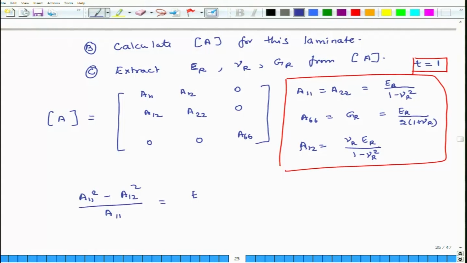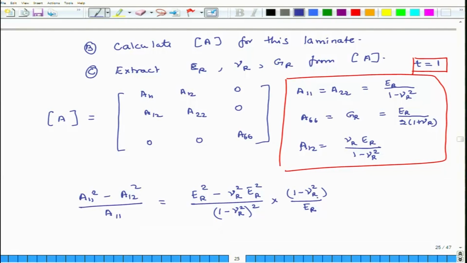This is equal to ER square minus nu R square ER square divided by 1 minus nu R square, the whole thing squared, into 1 minus nu R square divided by ER. Okay. How did I get this? I am just substituting A11 as ER by 1 minus nu R square, A12 as ER nu R divided by 1 minus nu R square. I am just substituting this here, that is all.